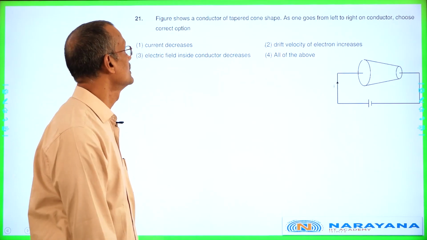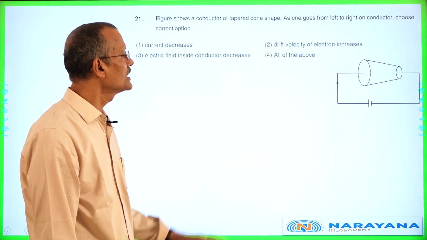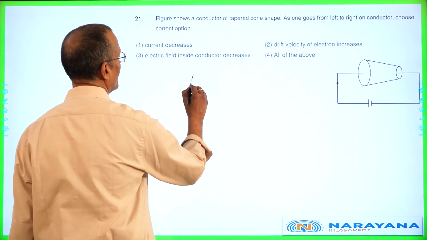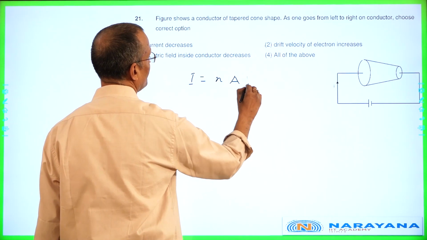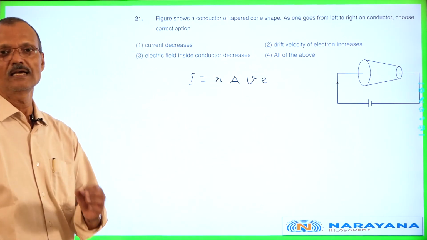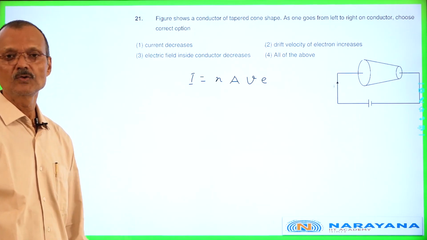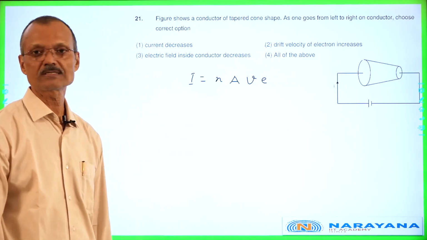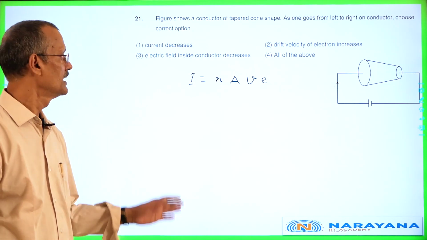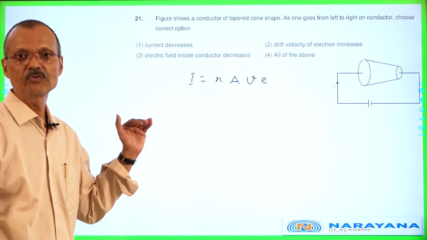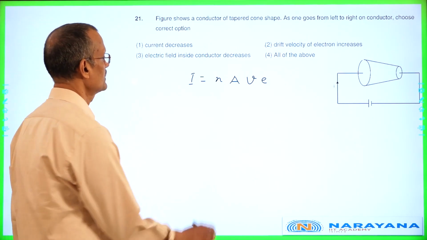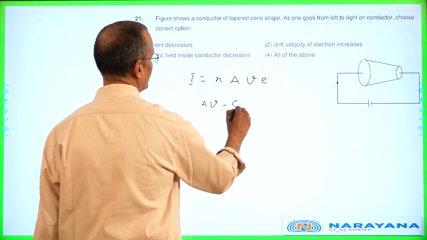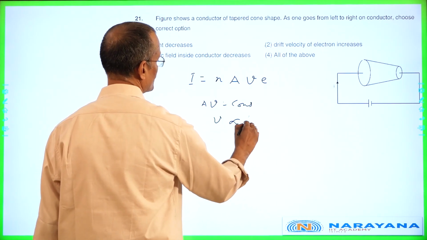Figure shows a conductor of tapered cone shape. As one goes from left to right, show the correct option. You will directly go for I equal to N A V E. I is electric current, N is free electron density, number of free electrons present in unit volume, A is cross sectional area, V is drift speed, E is charge on an electron. When current flows, I will be constant. So, A into V you will take constant. So, drift speed is proportional to 1 by A.